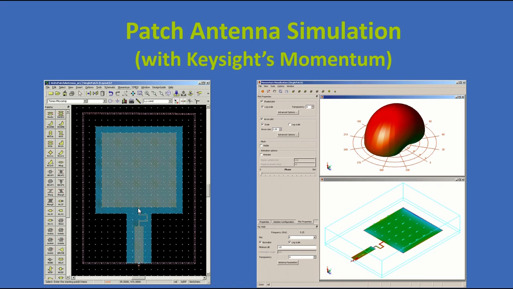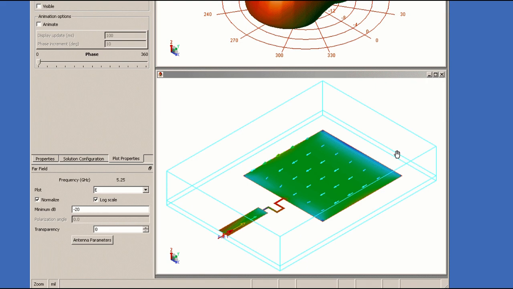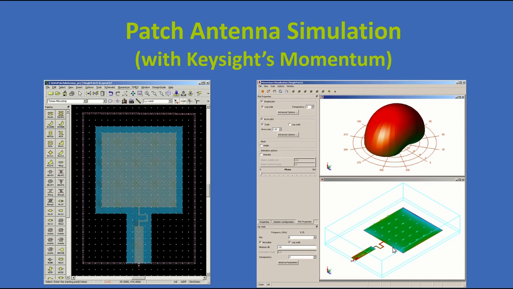And the antenna simulation software can then tell you what the currents are. You can display those currents with colors, but you can also put little arrows on it. And of course, then it can give you the pattern. And this is often used at microwave frequency, so this is at 5.2 gigahertz.